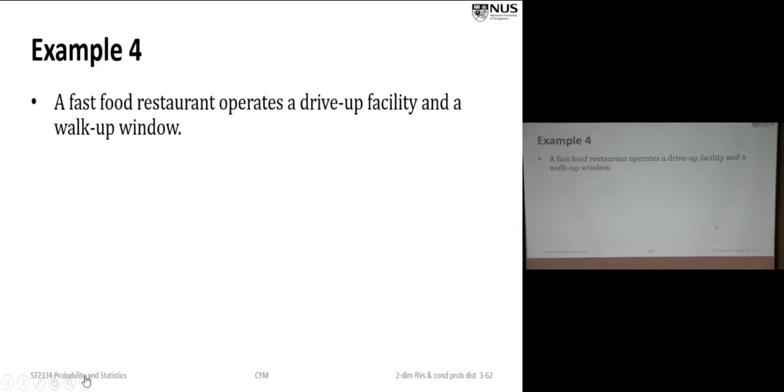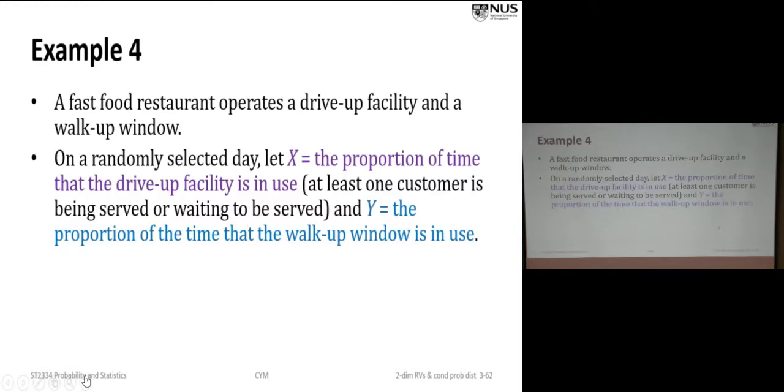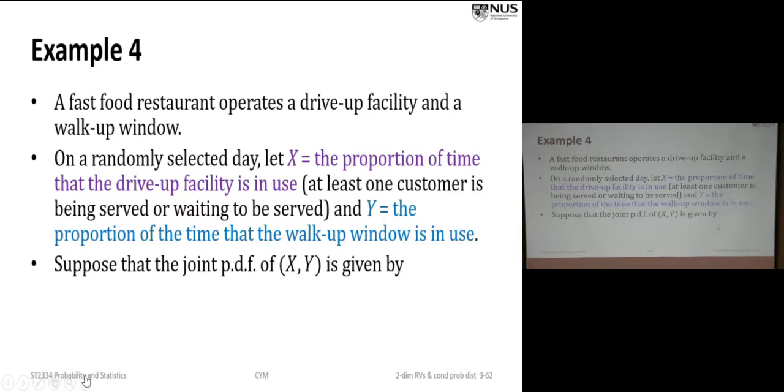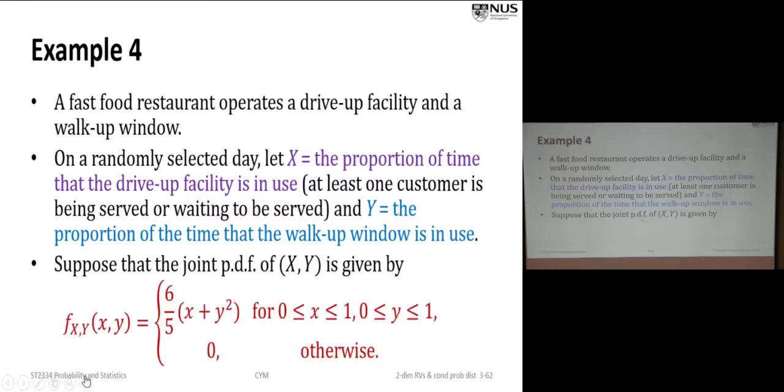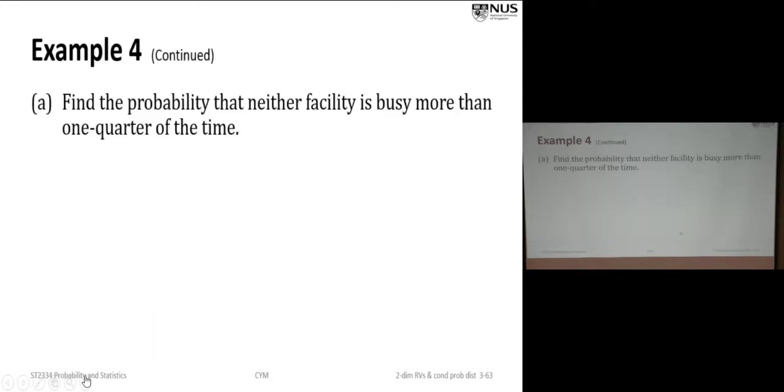All right, so here's another example. X is the proportion of time a drive-up facility is being used, and y is the proportion of time that the walk-up window is in use. And this XY pair refers to a particular outlet, the same outlet. So the joint PDF is given by this expression. Then find the probability that neither facility is busy more than 1/4 of the time.